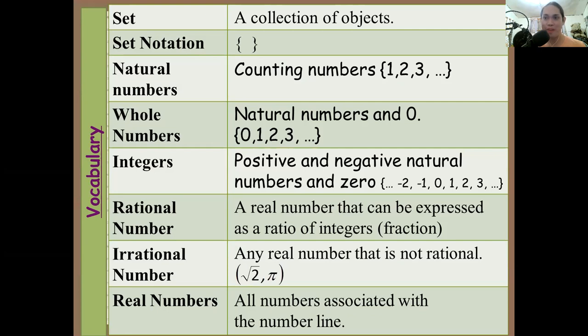And of course, our family, our mother in the terms that we have, is the word real numbers. So when we say real numbers, all numbers associated with the number line. So again, we define real numbers as all numbers associated with the number line. So the words set notation, natural numbers, whole numbers, integers, rational number, irrational number, and real numbers are the vocabularies that we have to remember in mathematics. Because in mathematics, we encounter these numbers, especially in algebra. Okay, not only in algebra, in all branches of mathematics. So I want you to remember these words so that you can recognize them, and it will be easier for you to communicate with them.